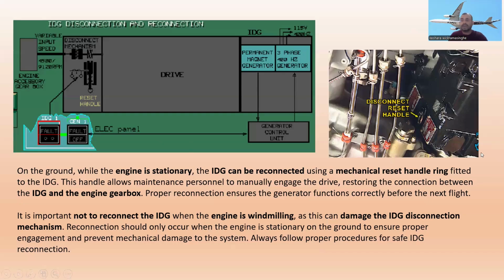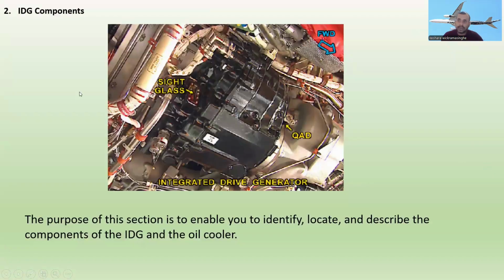Now let's go to the IDG components. You can see the IDG here, the quick attach detach. This is an integrated drive generator. The purpose of this section is to enable you to identify, locate and describe the components of the IDG and the oil cooler. The oil cooler is not situated here; it is in the fan cowl.